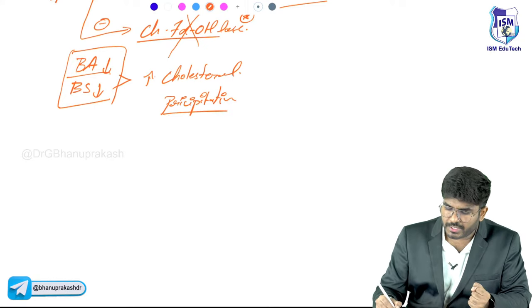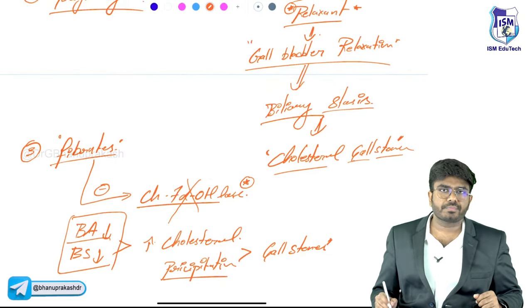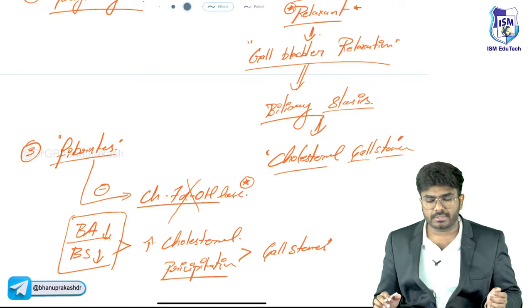That increases the cholesterol precipitation, forms the gallstones. It causes the gallstones. So, fibrates are a risk factor. Okay, females, the female sex is a risk factor. Fibrates are a risk factor. Pregnancy is a risk factor.